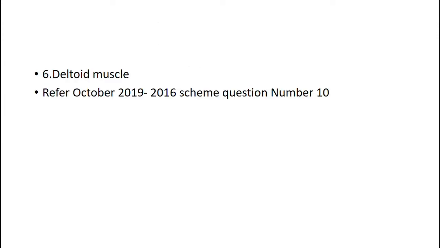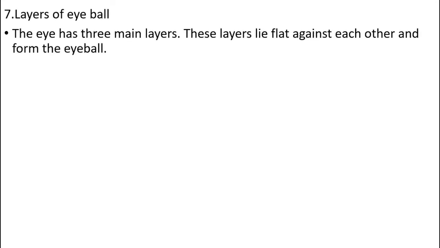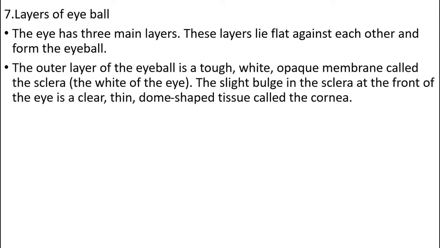Next question is deltoid muscles, which have also been discussed earlier. Next is layers of the eyeball. The eye has three main layers. These layers lie flat against each other in the eyeball. The outer layer of the eyeball is a tough, white, opaque membrane called the sclera, the white of the eye. The slight bulge in the sclera at the front of the eye is a clear, thin, dome-shaped tissue called the cornea.